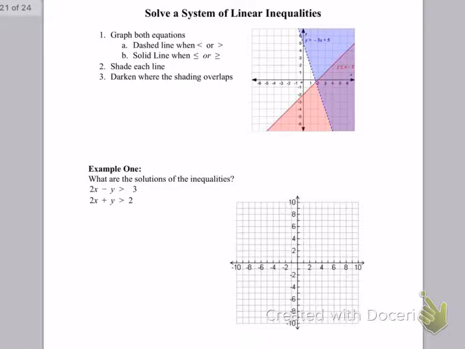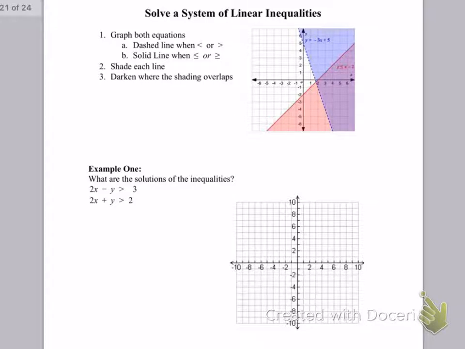Number two, you got to shade that line. You got to shade it where it's true and where it's false. So remember, if it's true at 0, 0, you're shading 0, 0. If it's not true at 0, 0, you're shading the other side. And you got to darken where the shading overlaps. It's the biggest thing. Those are going to tell us where the values are true.